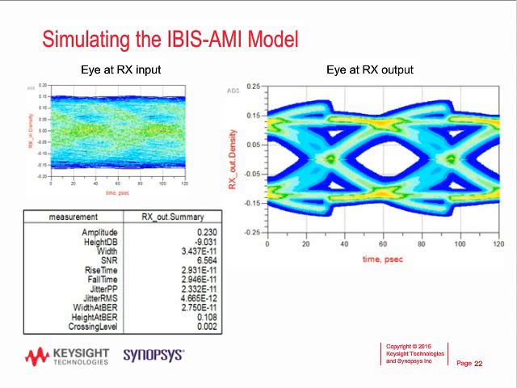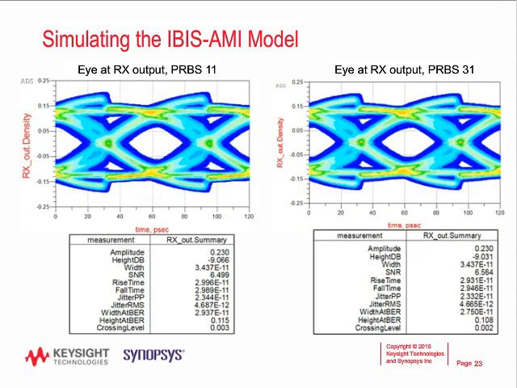This particular simulation was run with a BER of 10 to the minus 12 and with a PRBS pattern of 31. We repeated the same simulation with a PRBS 11 pattern. The reason we did this was because our lab measurements were done with PRBS 11. Again, we wanted to make sure that we compare our results between PRBS 11 and PRBS 31 to make sure that our results are aligned.